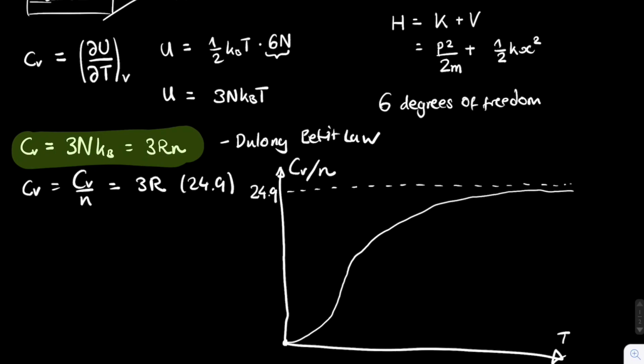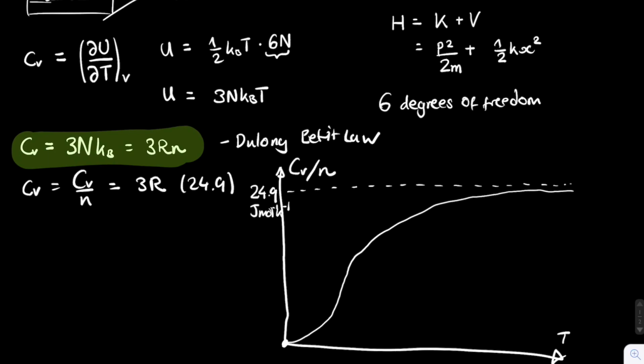Remember, this is the molar heat capacity. I'll just put CV divided by n so that we know what we're talking about. This is 24.9 joules per mole per Kelvin. And so the heat capacity of any solid approaches this, but it never really gets there. So obviously we're half right with this derivation, and it works for high temperatures, but it's not really explaining what's going on down here.